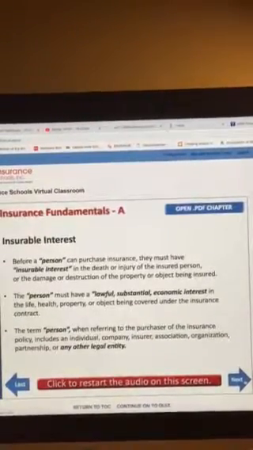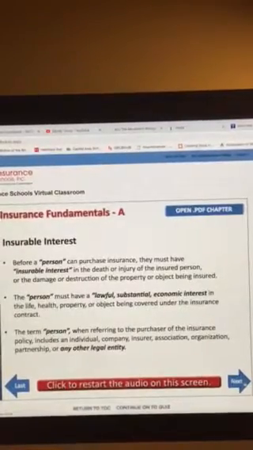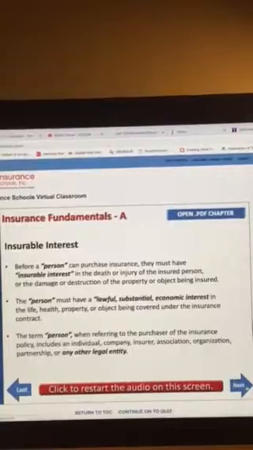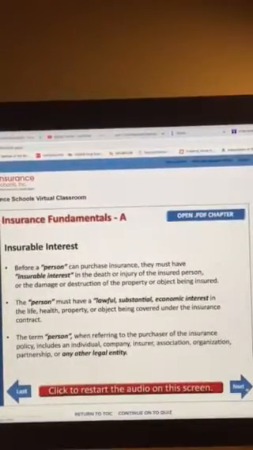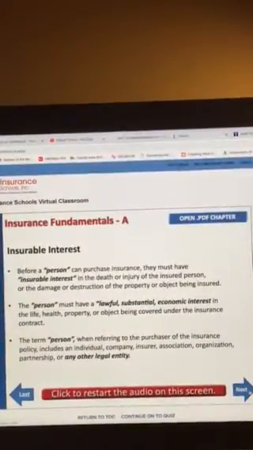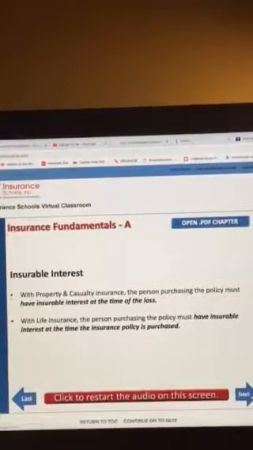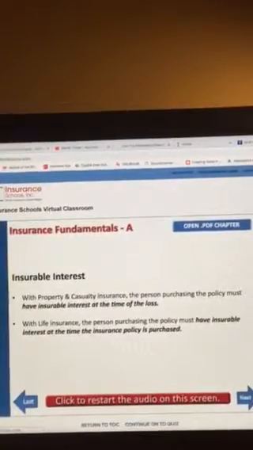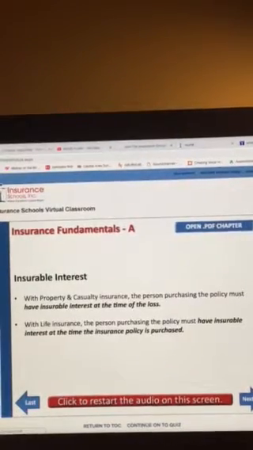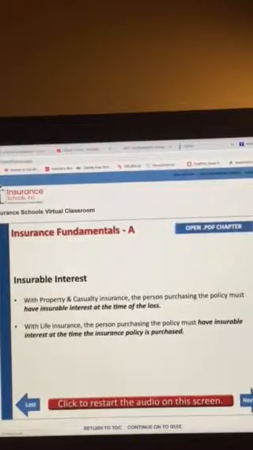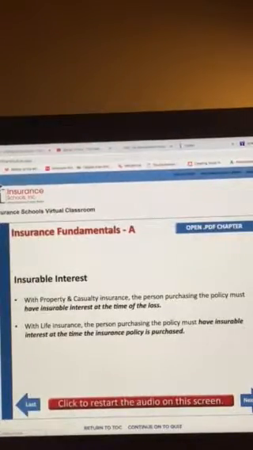The term person, when referring to the purchaser of the insurance policy, includes an individual, company, insurer, association, organization, partnership, or any other legal entity. With property and casualty insurance, the person purchasing the policy must have insurable interest at the time of the loss. With life insurance, the person purchasing the policy must have insurable interest at the time the insurance policy is purchased.